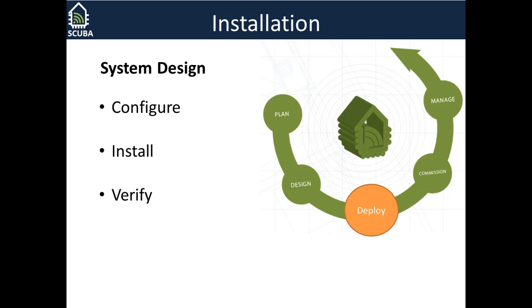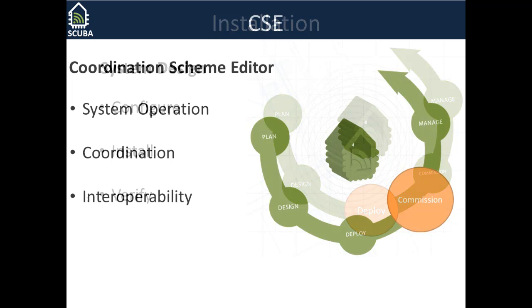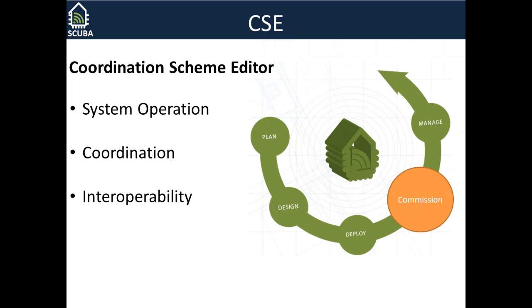Once the design is complete, deployment documentation is generated and provided to the installer. This is a list of all devices, physical locations, and configuration specification. Based on this, the installer configures, deploys, and verifies the design on site. Post-deployment, the user can now use the SCUBA toolchain to commission the system.